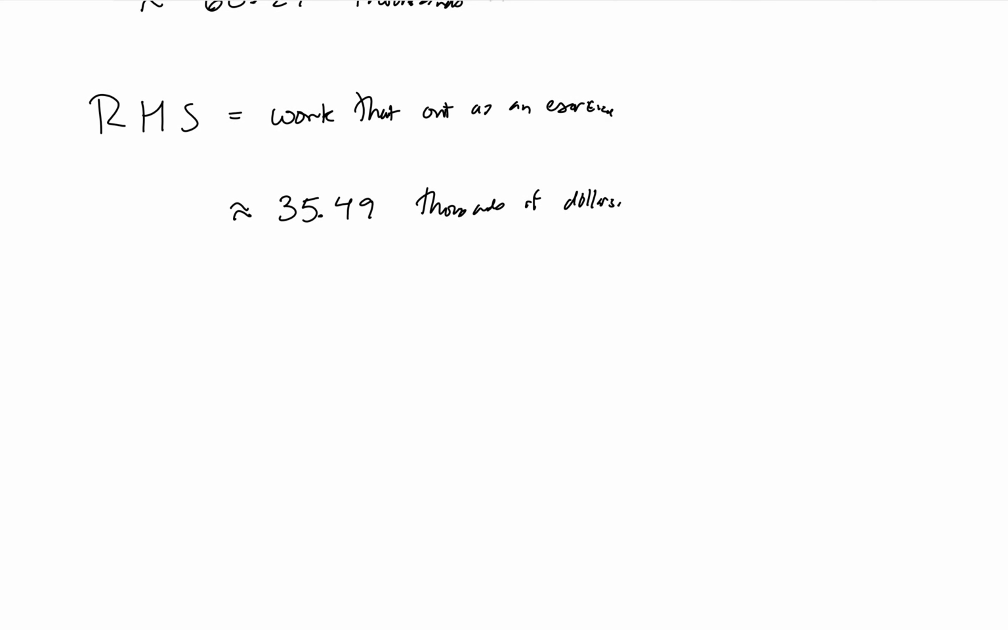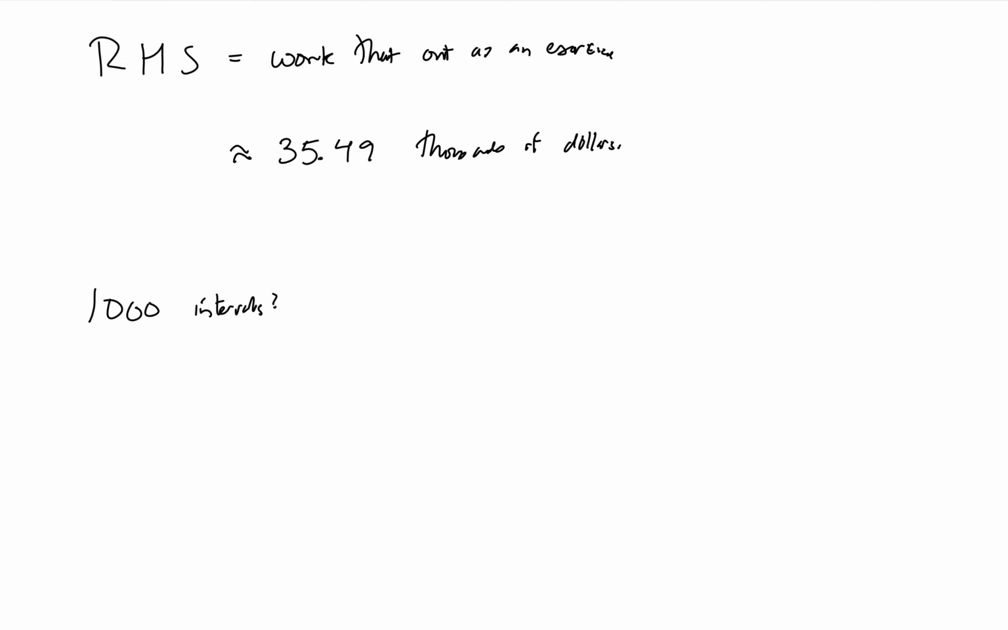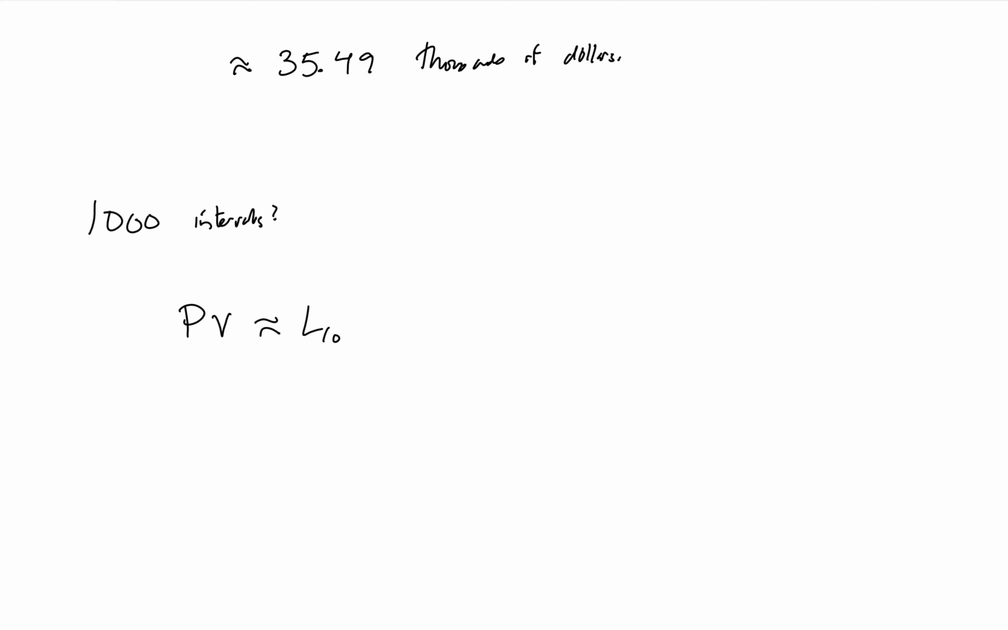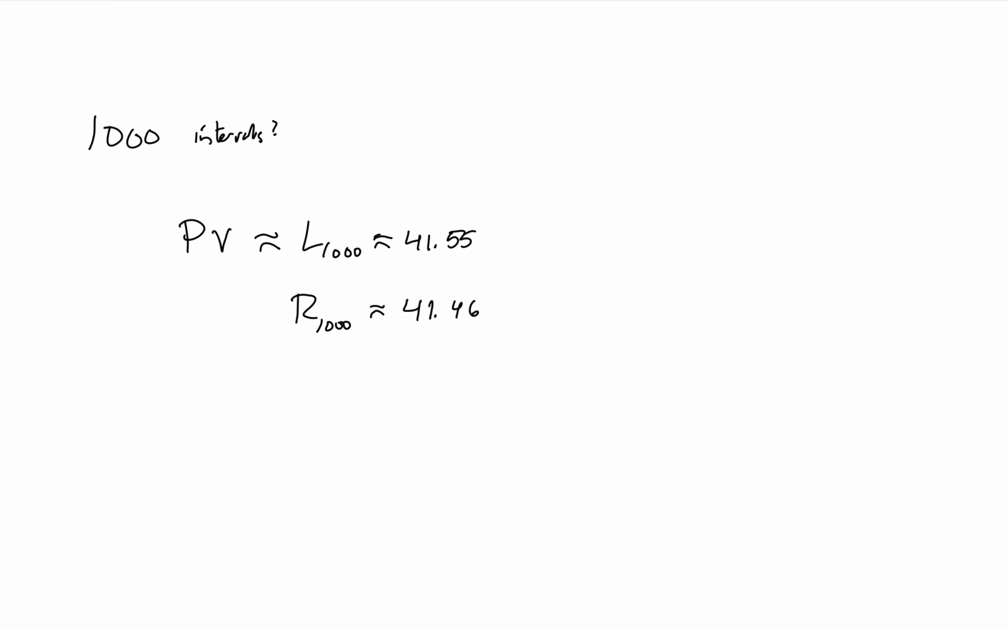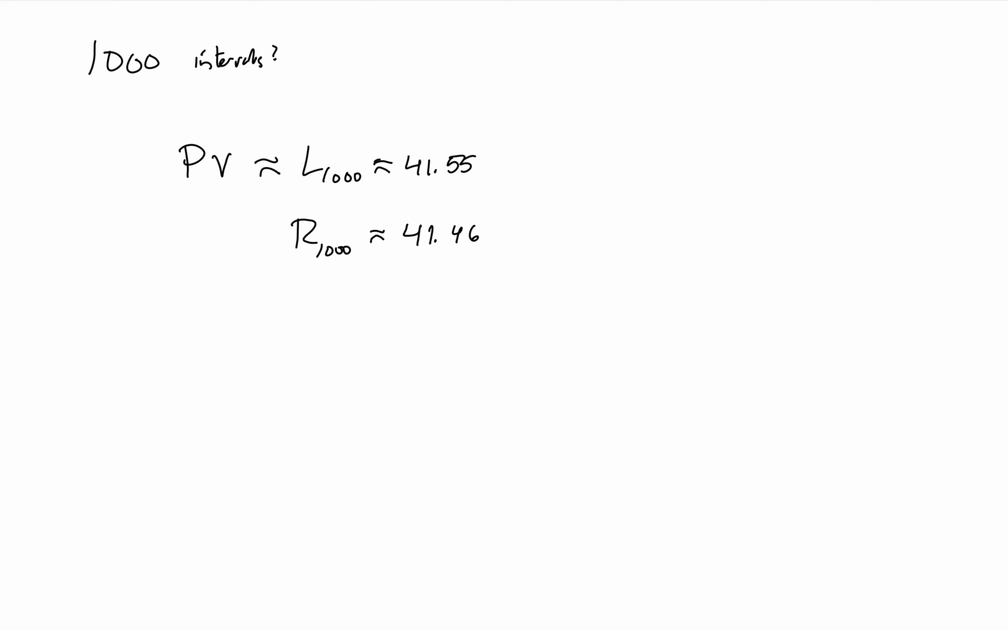So left and right-hand sums are pretty bad with exponential functions. So suppose we did 1,000 intervals. And obviously we wouldn't want to do this by hand, but if I plug this into a computer, this is about 41.55, and the right-hand sum is about 41.46. So we can see these are much closer together. They're still not great, but we've used 1,000 rectangles. We'll see later using trapezoid rule or midpoint rule or something called Simpson's rule would give us much better estimates much faster. So left and right-hand sums generally require us to use a lot of rectangles to get reasonable approximations.